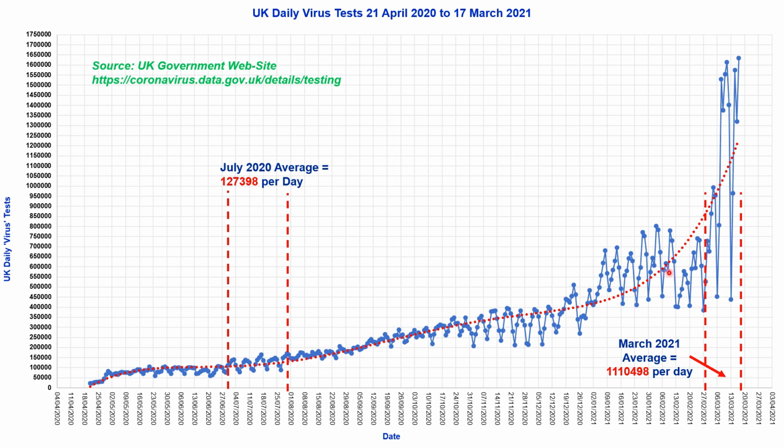And now if we look where we are in March, we've had this leap, this massive leap in testing. And now in March, the average number of tests is 1,110,498 per day. So you can see there's been a 9 times increase, something like that, in the number of tests during this time.